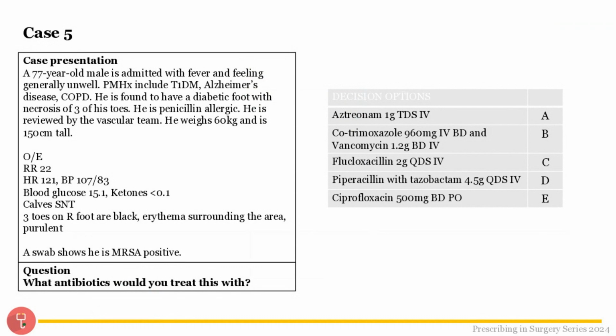Okay, so I think a lot of people got this one right. So the answer is co-trimoxazole and vancomycin. The key here is that he is MRSA positive. And important to note, he's got a penicillin allergy, so he can't be given the flucloxacillin or the pip-taz. Piperacillin and tazobactam is a penicillin.